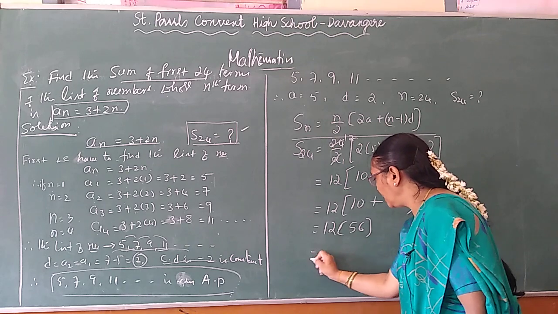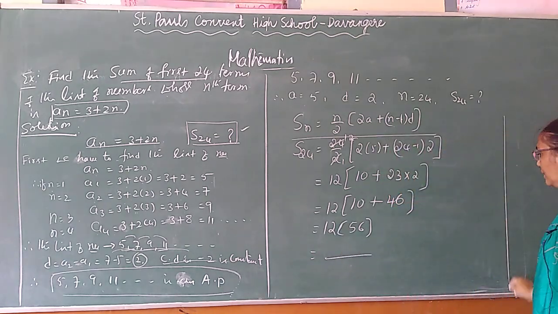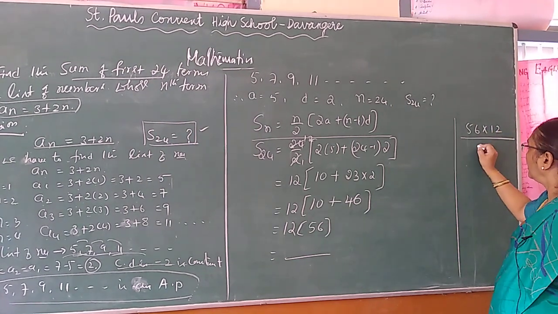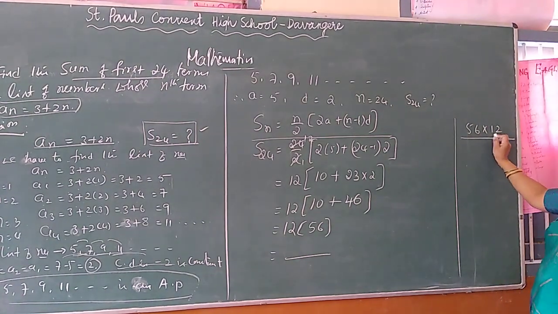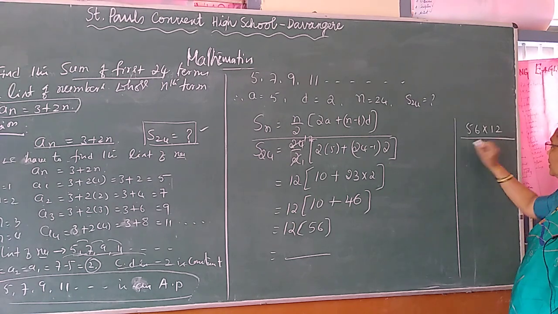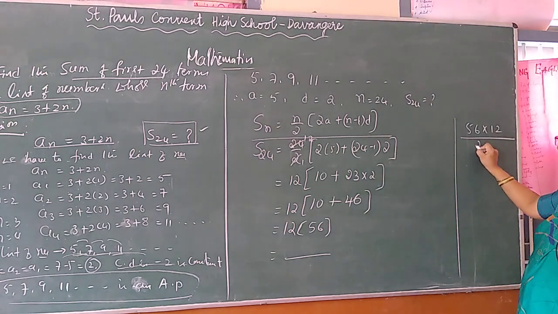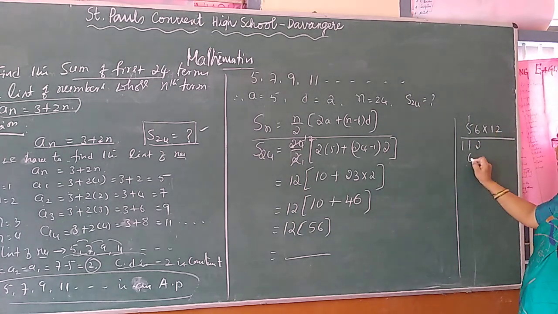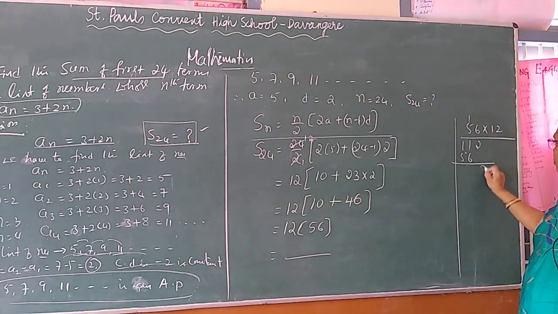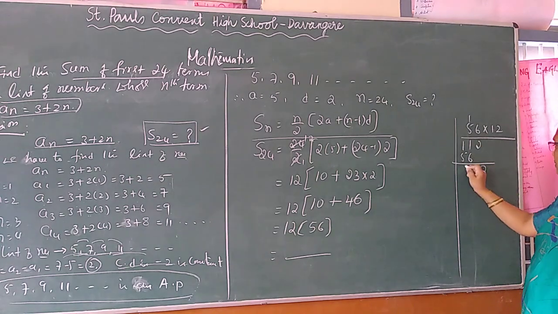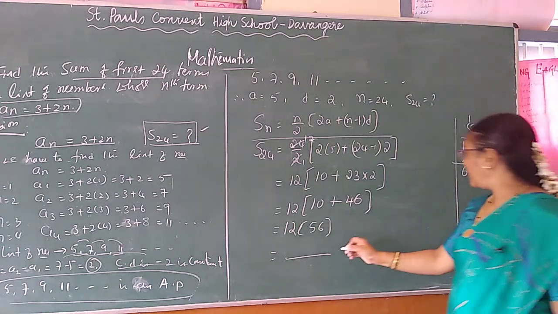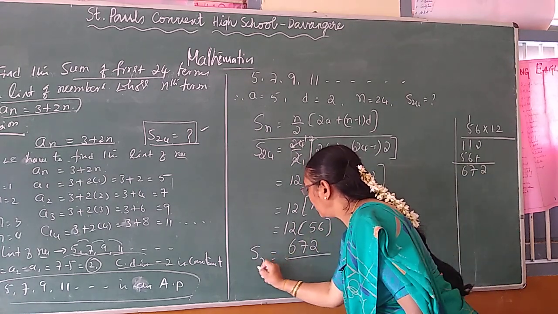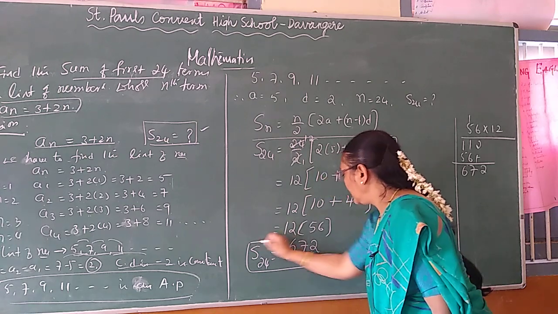So multiply this one. Multiply carefully, the left column. Don't get confused. 12 into 56. If you are not getting the 12 table, at least you will get the 2 table. 2 with the 6, 2 sixes are 12. Carry 1. 2 fives are 10 plus 1 is 11. 1 six is 6, 1 five is 5. Add them up: 672. So our answer is 672. That is the sum of first 24 terms.